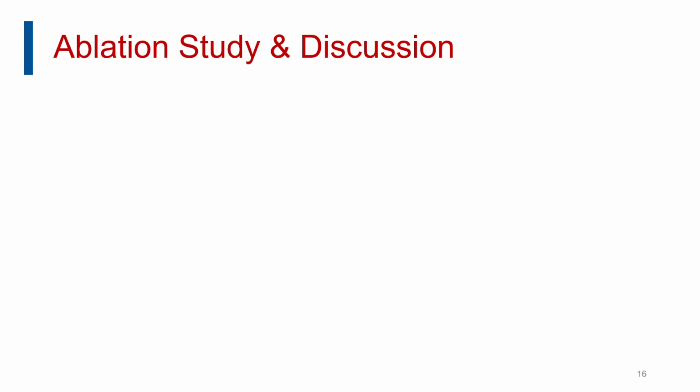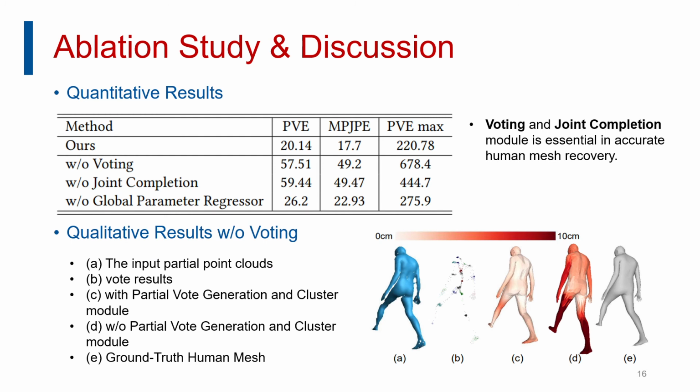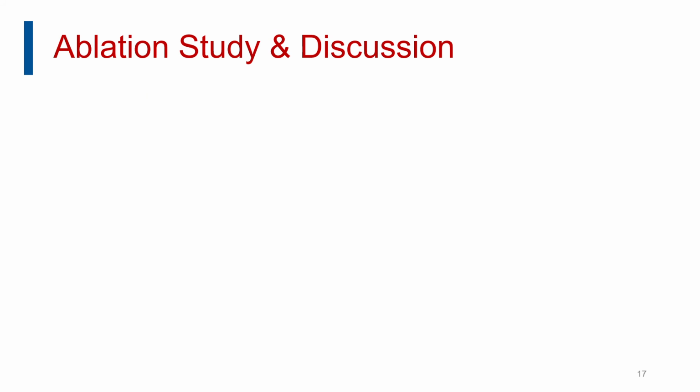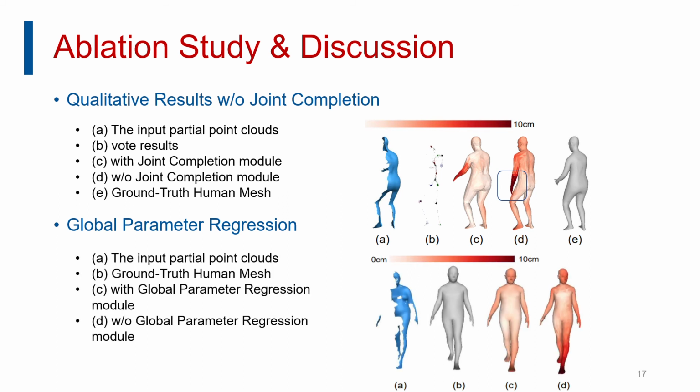We conduct a list of ablation studies of our VoteHMR. Our method with partial vote generation and clustering can produce results with much lower errors than the counterpart baseline method does. Qualitative results show that the occluded hand fails to be accurately recovered without the joint completion module. The result without global parameter regression has a giant shape error compared to the result with our complete method.